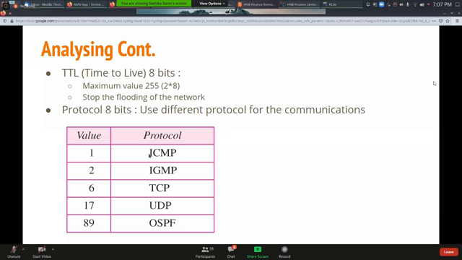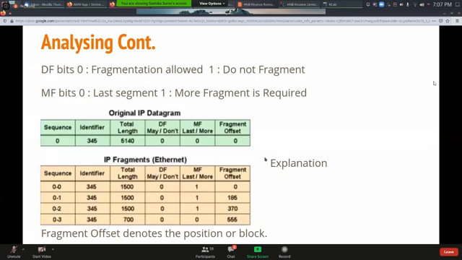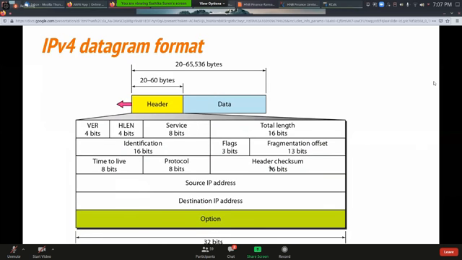ICMP checks the other party's availability. These are the four headers. The last thing we are going to deal with here is the header checksum. What they are going to do is a sort of verification on the data packet.